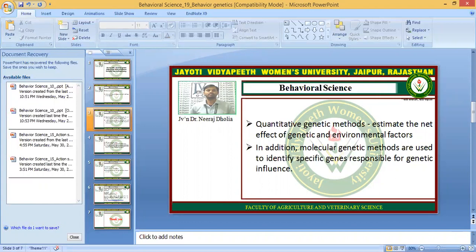So the study which considers the genetic as well as the environmental factors for behavioral changes is known as the quantitative genetic methods. Another method, the molecular genetic methods, is used to identify the specific genes responsible for the genetic influence. In the molecular genetic methods, we directly concentrate on the genes, on how the genes are responsible for specific types of behaviors. By using various molecular techniques, you can choose the genes of interest, you can see the effect, you can manipulate.